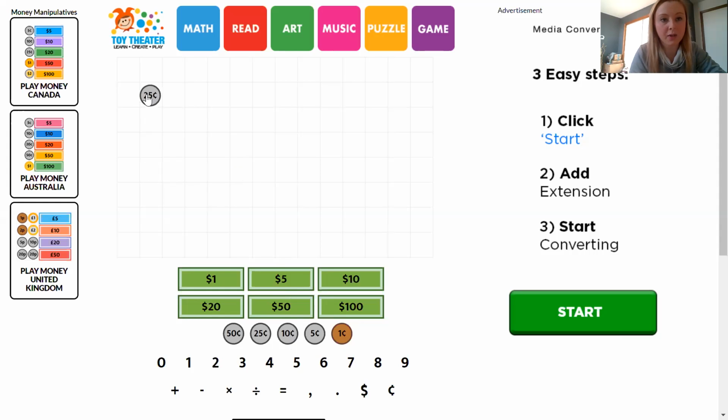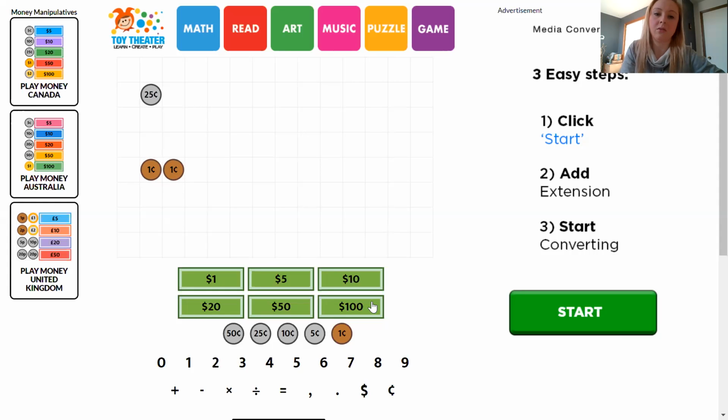A quarter is worth 25 cents. I want you to think about how many pennies it would take to equal 25 cents. And remember, pennies are worth 1 cent. I'm going to count with you guys, and I hope you're counting with me at home. You probably already know this, but we're going to count through how many pennies it takes. I wonder if there's an easier way.